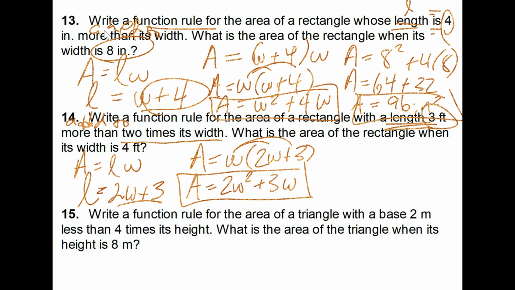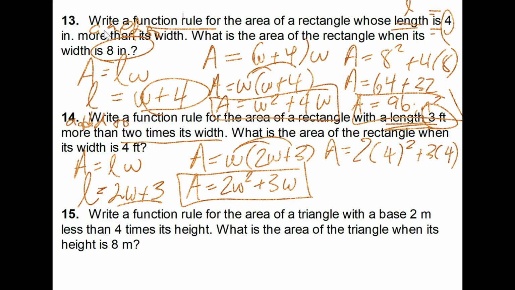Then it says, what is the area of the rectangle when the width is 4 feet? So if the width is 4 feet, we're going to substitute 4 in for our width inside of our function rule. So we get 2 times 4 squared plus 3 times 4.